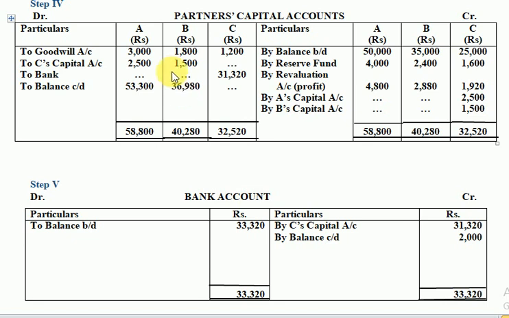So this is our step 4 completed, partners' capital account. Now we move with step 5, bank account. This is necessary in this question because there is movement of cash from the business.